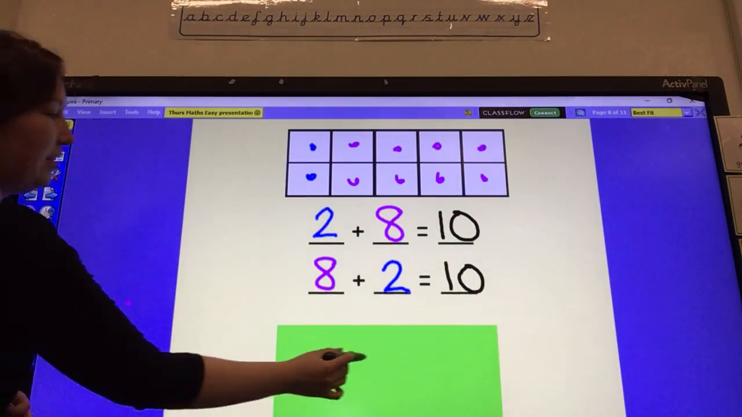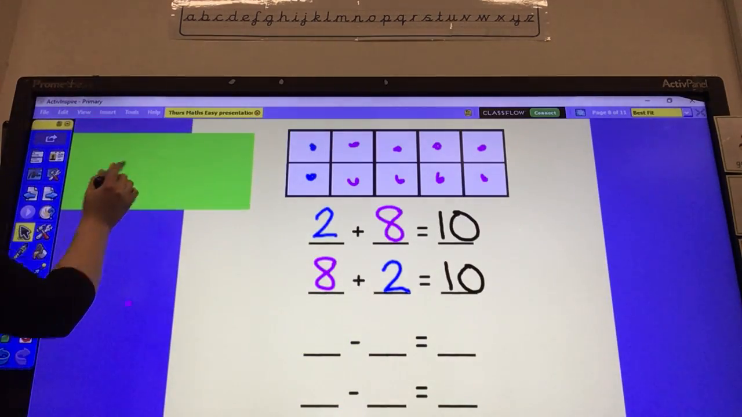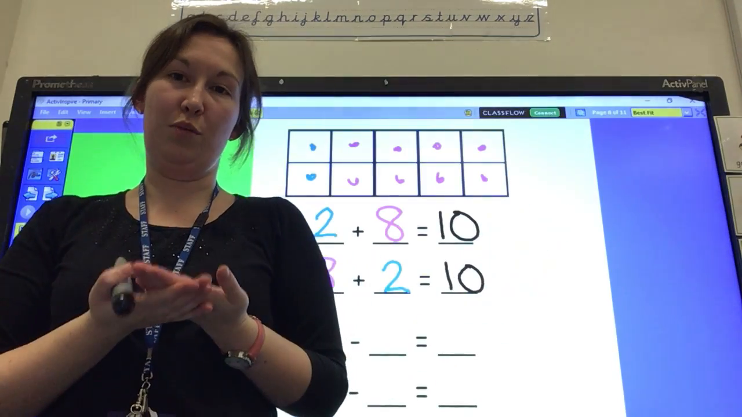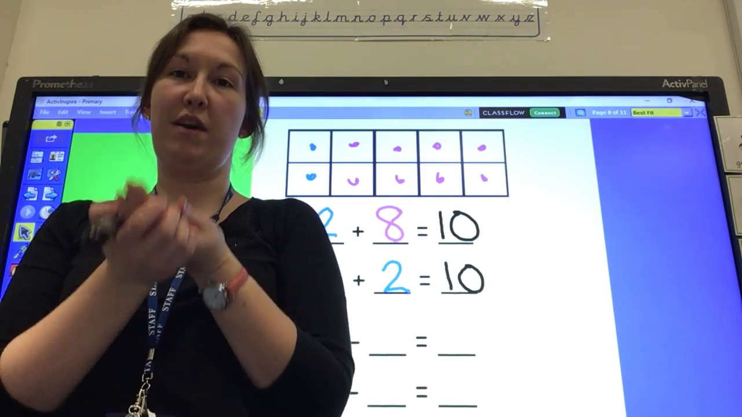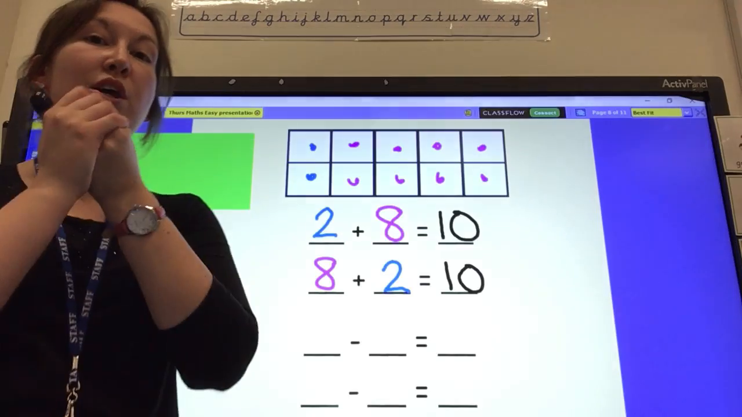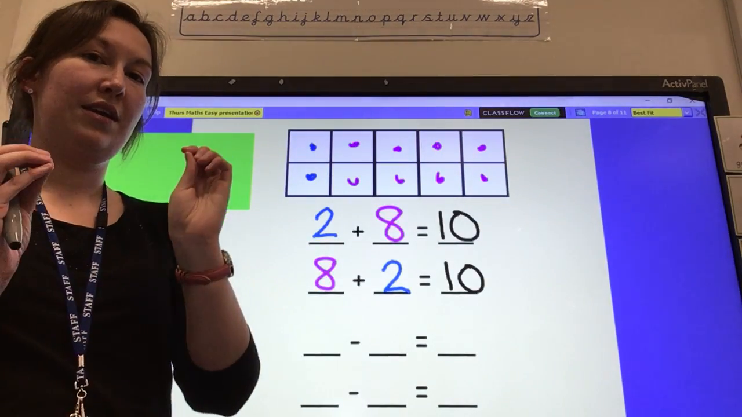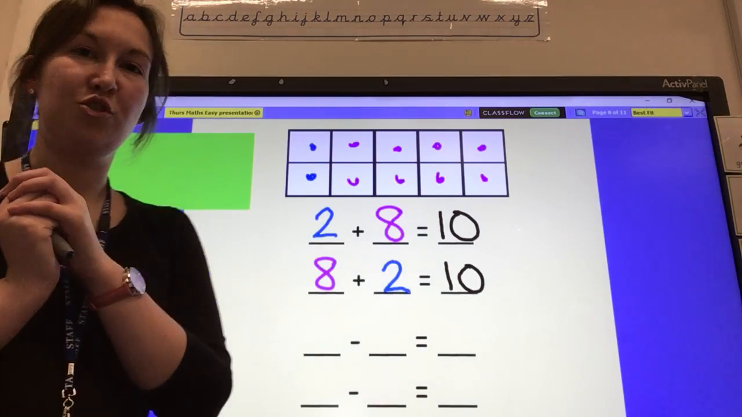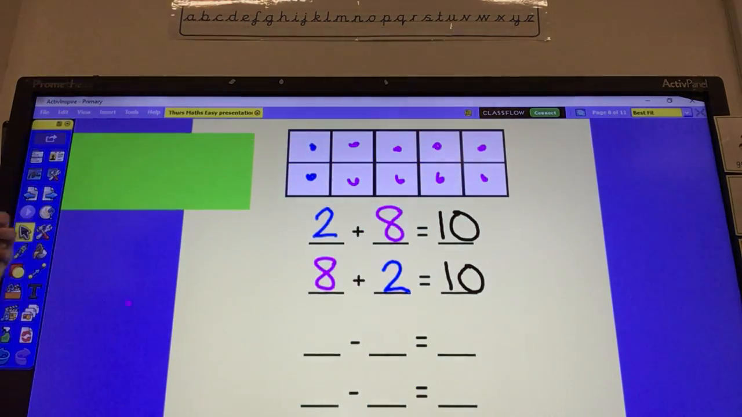Right, then let's have a go at doing the subtraction ones. Remember, when we're subtracting, we start with that whole. We start with that total number. Remember, that is 10. So, pause your video and work out your 2 subtraction number sentences.